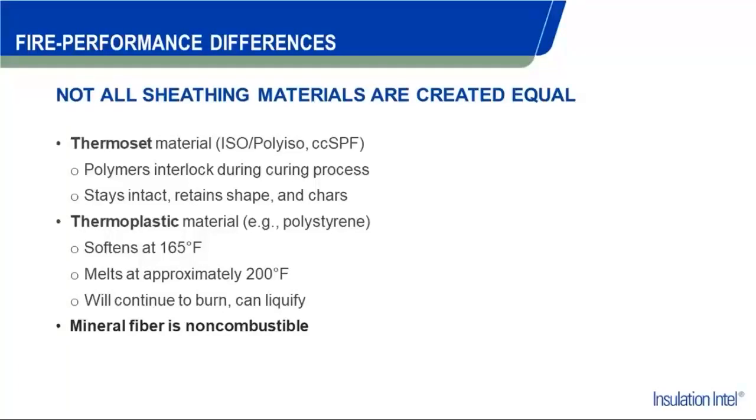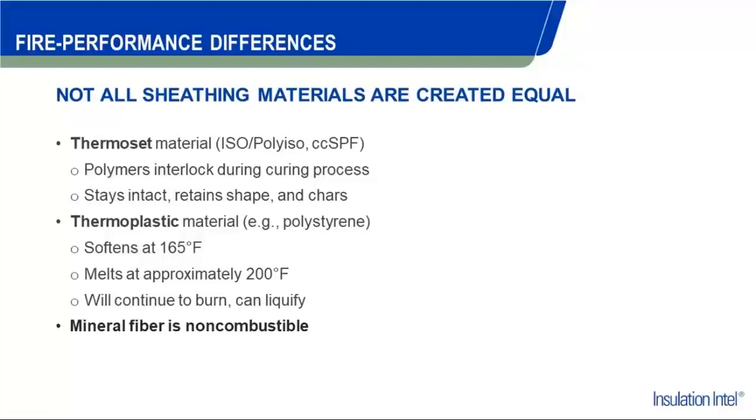Thermoplastics are a little different. Those are like polystyrene boards. They do have a very low temperature for softening at 165 degrees. But they begin to melt at 200 degrees. And then once they begin melting, they actually will begin to liquefy and then continue to burn. So with that consideration, 200 degrees is not a very hot fire. That's actually a pretty low temperature fire, but hot molten liquid falling through the cavity of a wall system as you're trying to escape is not a scenario that I would want to be in the middle of.